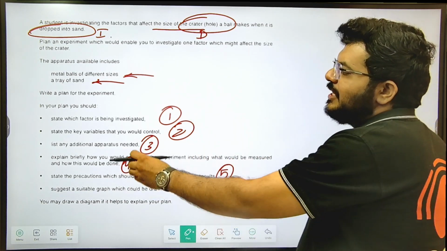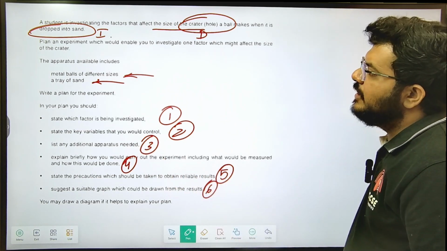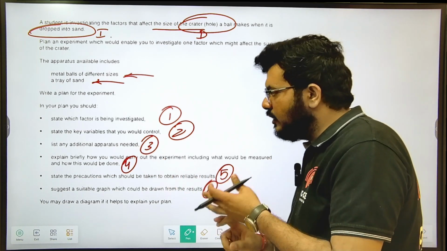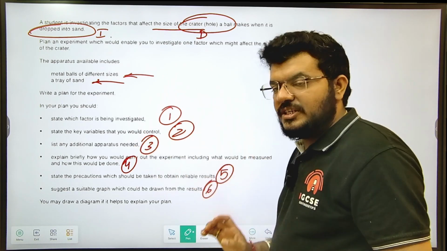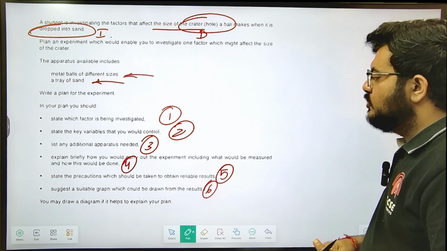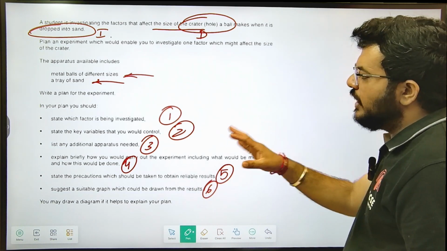So list any additional apparatus needed. Do I need another apparatus? Yes. Meter rule is not given. Vernier caliper is not given. I need a meter rule to even change the height of the ball, right? So how would you carry out the experiment?